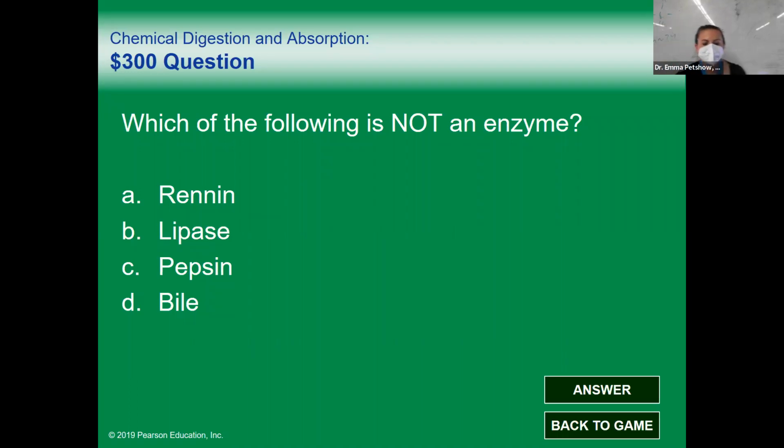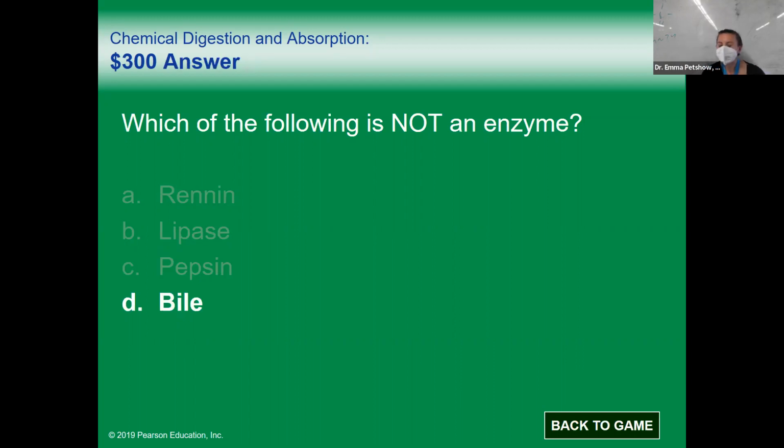Good. I'm seeing some answers. Bile, correct. Yep, renin, lipase, pepsin. We know all of those are used in enzymatic reactions. Renin's the one that trips people up the most, but renin, remember, secreted by the kidneys, converts angiotensinogen to angiotensin 1. Its whole purpose is an enzyme. Bile is not an enzyme.